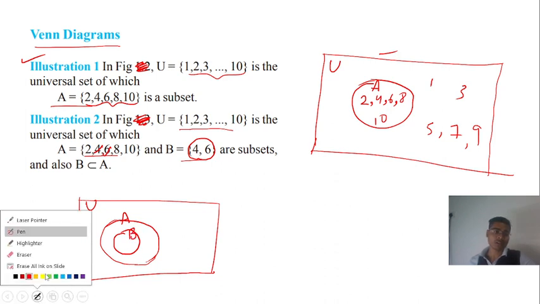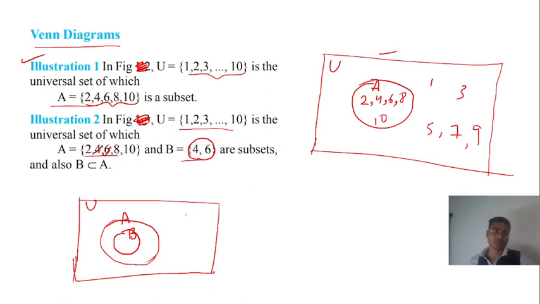What are the elements inside set B? Inside set B we have 4 and 6, and by removing 4 and 6 from set A, we are left with 2, 8 and 10. So we write 2, 8 and 10, and after removing the whole set A from the universal set, we are left with 1, 3, 5, 7, 9. That's how we draw the combined effect. As we can see, B is completely inside set A, that's why B is a subset of A, because B is inside set A.